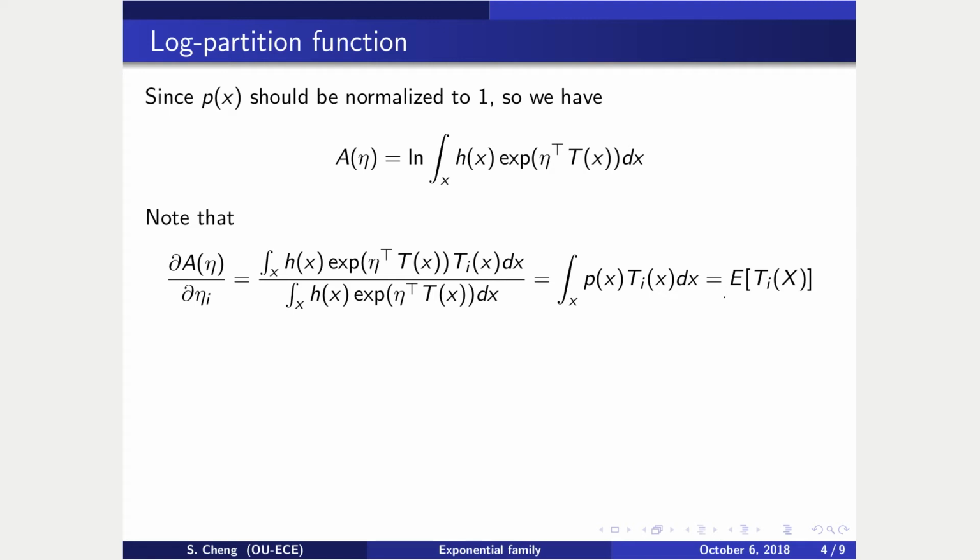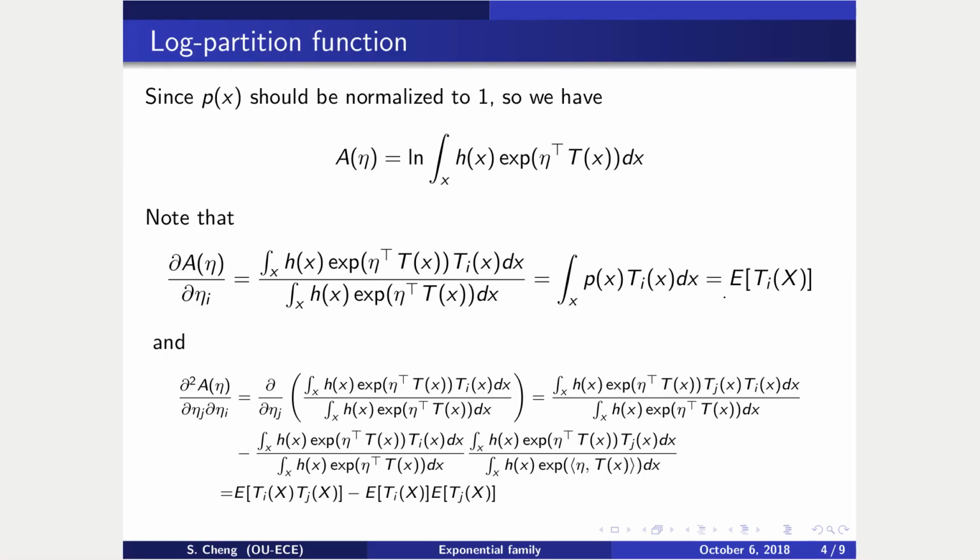And actually, we can even do a further partial derivative on this log-partition function, and we can get a higher moment for the sufficient statistics. For example, if I take the partial derivative with respect to eta_i and then eta_j, after some algebra we will have something like that. This is essentially just the covariance between t_i(x) and t_j(x).